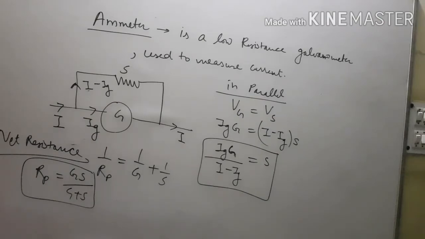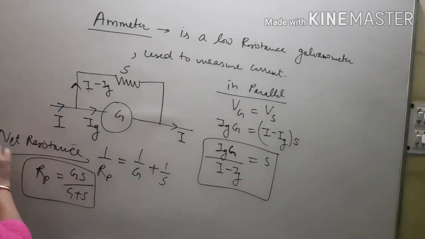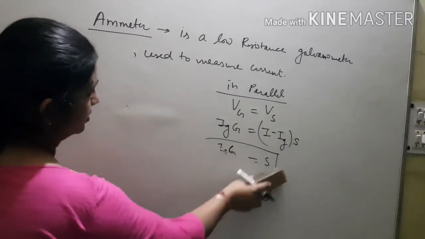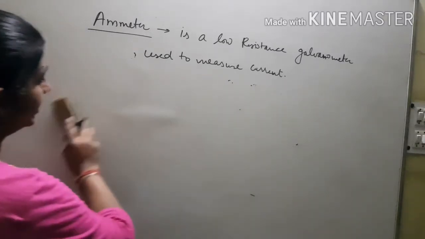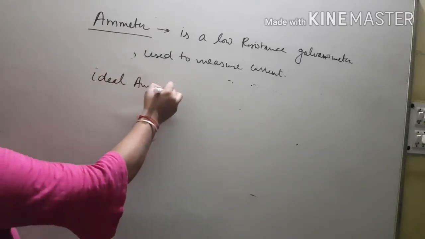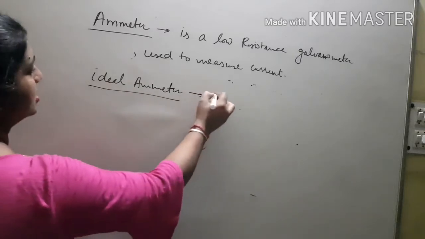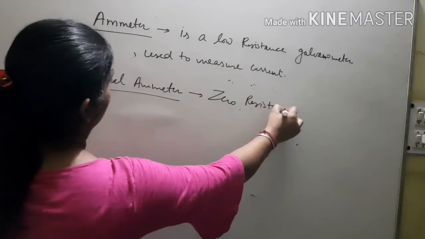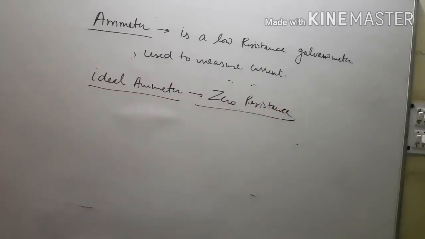And now I am talking about the ideal ammeter. As you know, an ammeter is a low resistance device, and that is used to measure the current. And now the ideal ammeter will have zero resistance. Okay. So this is the value of the resistance of an ideal ammeter.